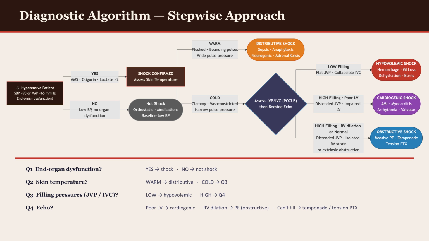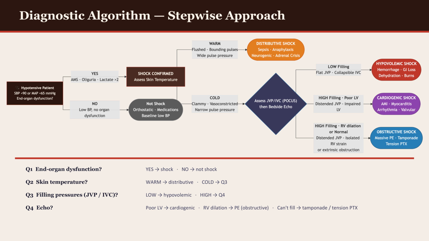Here's your algorithm when you're standing in front of a hypotensive patient. First question, is there end organ dysfunction? Altered mental status, oliguria, lactate over 2. If yes, this is shock, not just low blood pressure. If no, you're looking at orthostatic hypotension, medication effect, or baseline low blood pressure. Second question, warm or cold? Warm means distributive, start looking for a source. Cold means go to question 3.